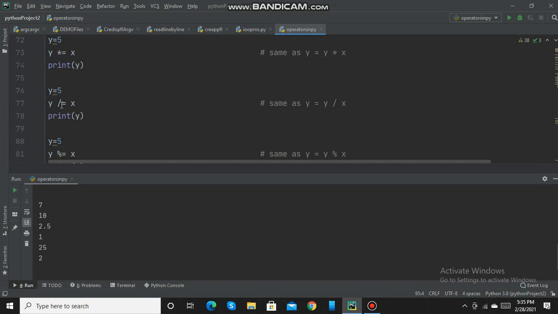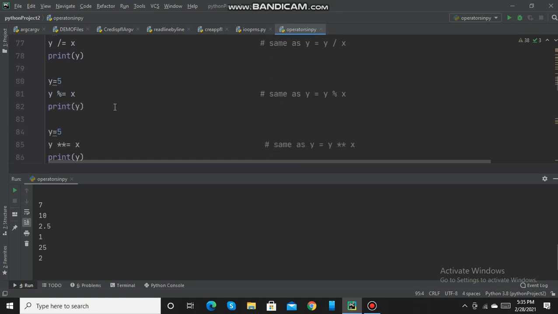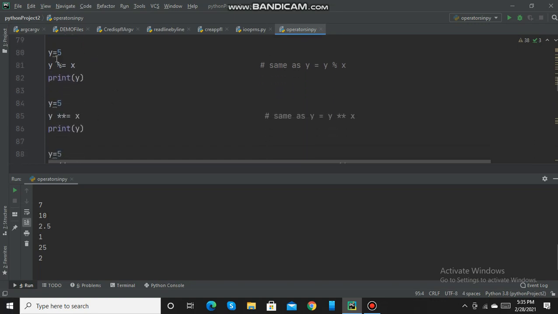Now y by equal to x means y is equal to y by x. That is 5 by 2, that is 2.5 is printed here. Then y percent equal to x, that is y is equal to y percent x. That is 5 divided by 2, and it is modulus, y modulus x. So it will print the remainder of 5 by 2. So it is printing 1 here.